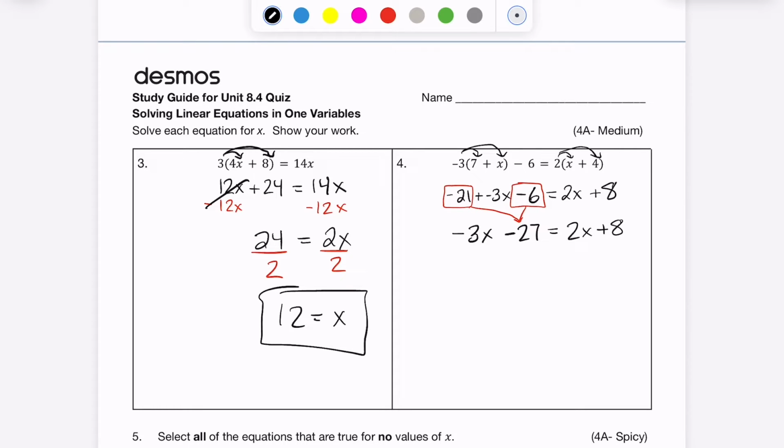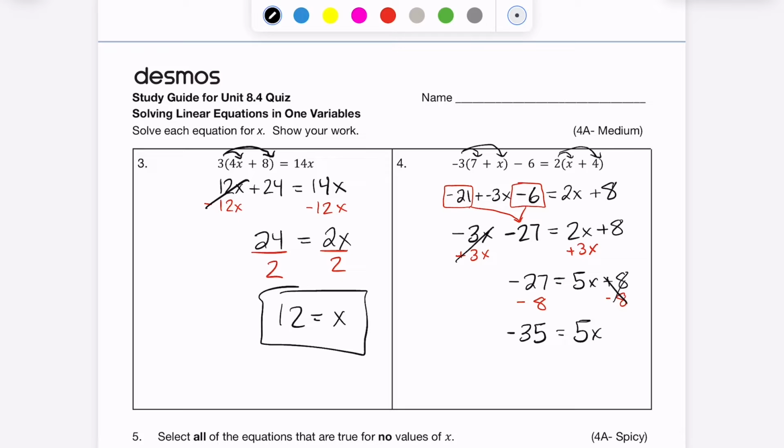And now it's just like the questions from above. Pick something, get rid of it. I'd probably get rid of the minus 3x by adding 3x to both sides. But again, this isn't the only correct way of doing it. You'll get negative 27 equals 5x plus 8. Okay, and then we're going to subtract 8 from both sides because we want to get only numbers on the left and only variable terms on the right. 8 minus 8 goes away. This becomes negative 35 equals 5x.